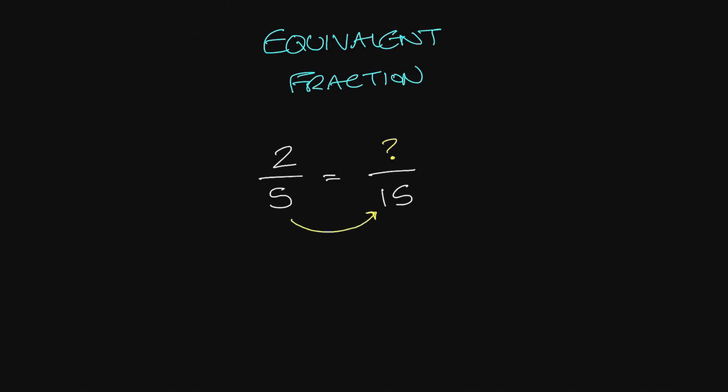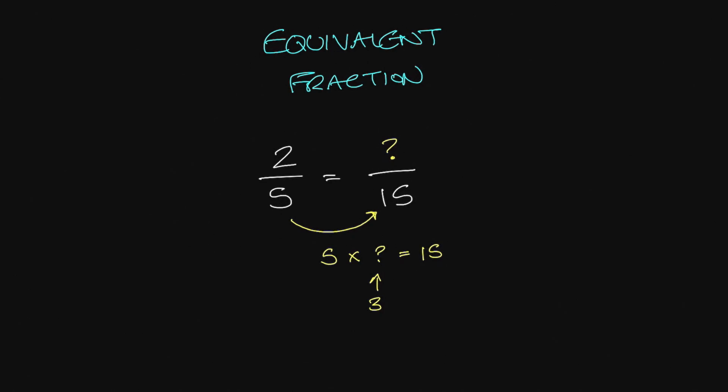And you have to ask yourself, what is 5 multiplied by to become 15? 5 times what? It would be 5 times question mark equals 15. We have to first solve that. Whatever we can multiply 5 by to become 15, that's our multiplier. Well, I know that 5 times 3 is 15. 3 is my multiplier.